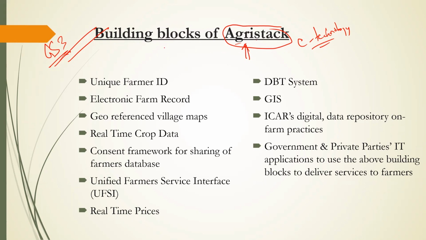So here, what is the AgriStack project? Again, you're trying to collect technologies, you are creating digital databases, and you're trying to develop such technologies for the farming sector. Okay, so what are the building blocks of AgriStack? You can go through it. Here, unique farmer ID is there. Electronic farm record is also there. So it ensures that the transfer of land that is happening, it happens at a fair rate and where there are no property disputes involved. Okay, so geo-referenced village map is there, real-time crop data. Okay, so all the technological aspects that you can think of.